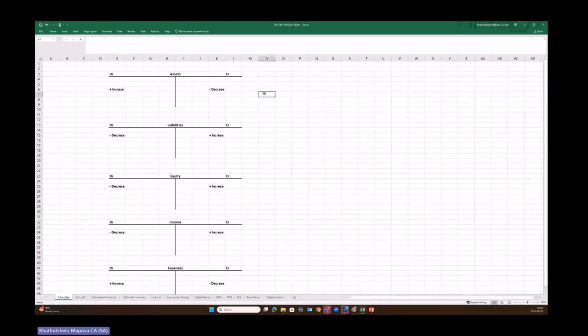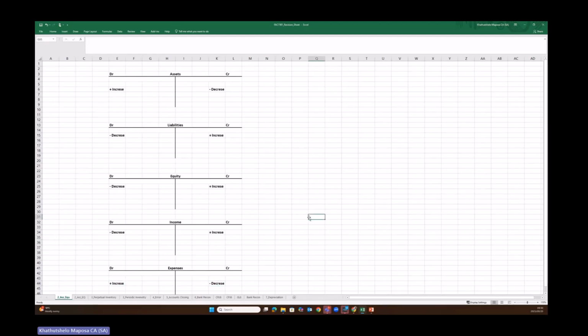Just to run quickly again for the last time: assets increase on the debit side, they decrease on the credit side. Liabilities, they increase on the credit side and they decrease on the debit side. Equity, they increase on the credit side and they decrease on the debit side. Income, they increase on the credit side and they decrease on the debit side. Expenses, they increase on the debit side and they decrease on the credit side.